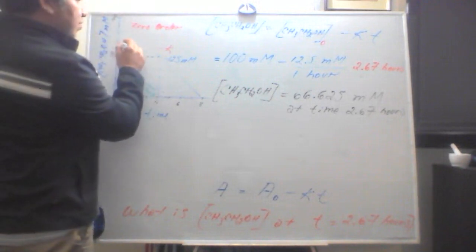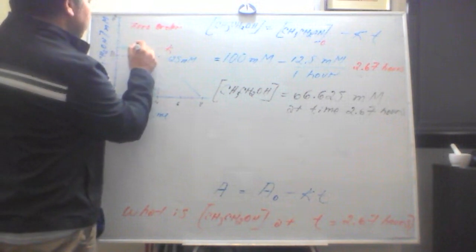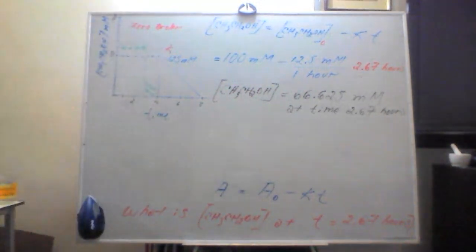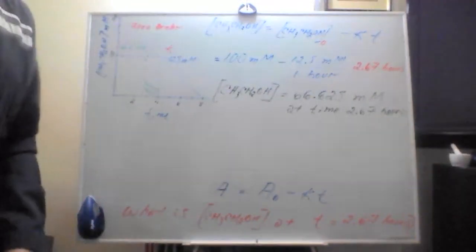And this is approximately 66.6 millimolar, given the resolution of that graph. Okay, so we have the information we need for a zero-order reaction. This is an example of an enzyme processing some substrate. Now let's look at the results that we got.